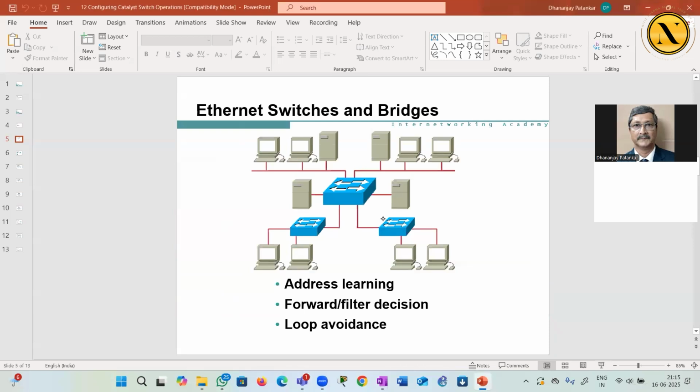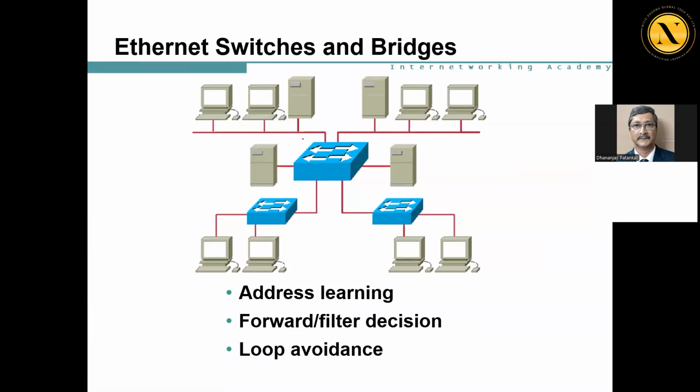How many collision domains are there and how many broadcast domains are there? How many broadcast domains? Is it 3?